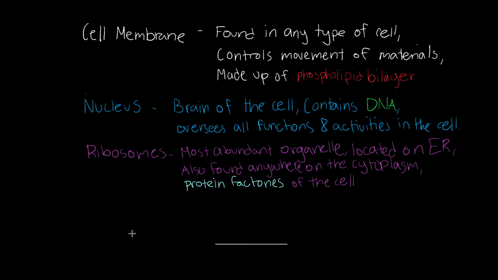Anyways, this chart shows a few of the main organelles. The first shown is the cell membrane. It can be found in any type of cell, plant or animal, and it controls how materials move in and out of the cell. The cell membrane is made up of a phospholipid bilayer. What this means is that the cell membrane is made out of two layers of proteins and lipids.